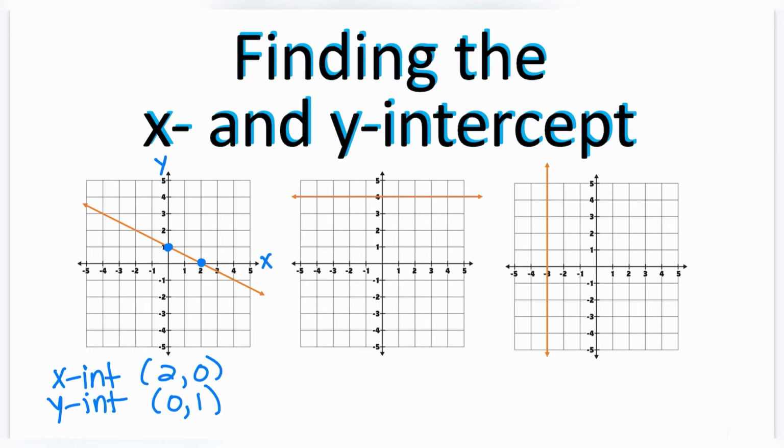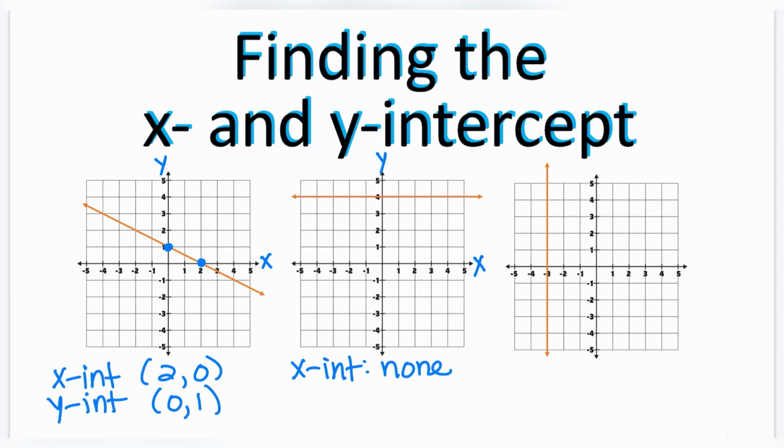Take a look at the second graph. This is a horizontal line. Again, here's the x-axis, here's the y-axis. This horizontal line does not cross the x-axis at all. It's actually parallel to the x-axis. That means that it does not have an x-intercept. So the x-intercept, there is none. This horizontal line will continue forever. It is never going to cross the x-axis. Therefore, there is no x-intercept.